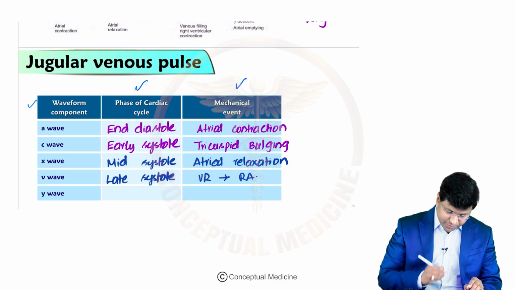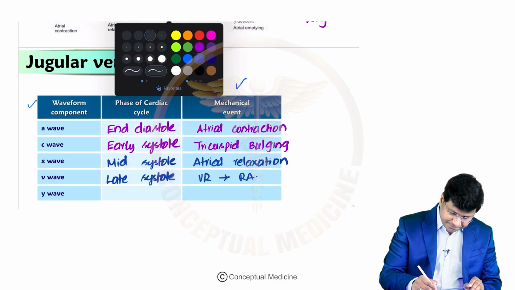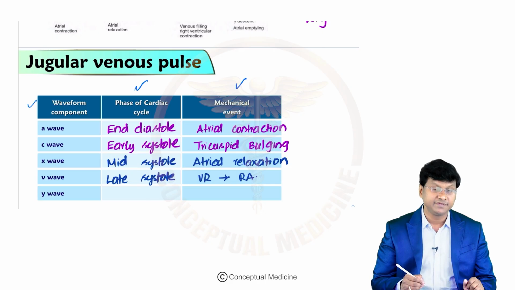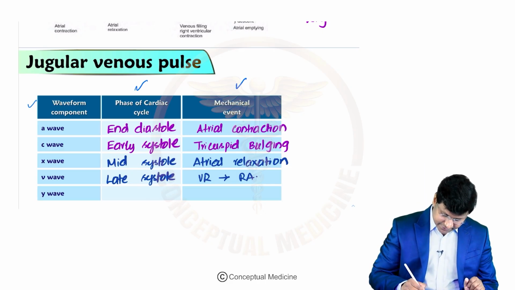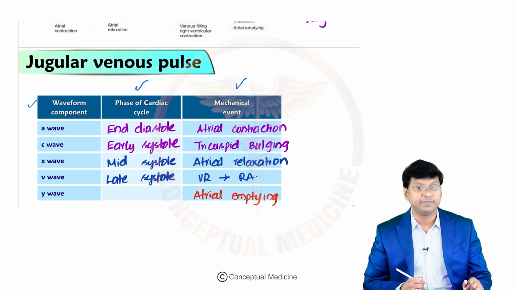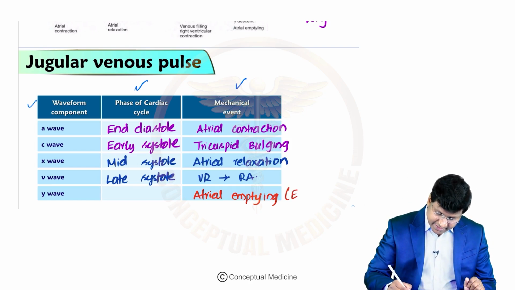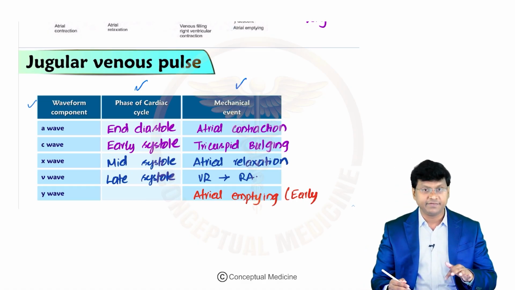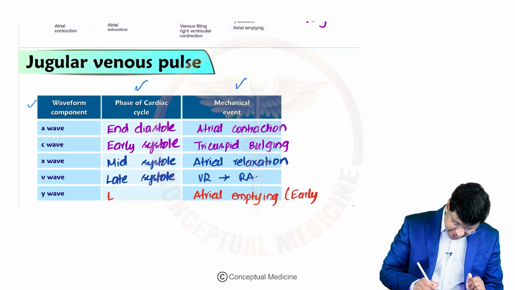Okay, next, coming to your Y wave. What does the Y wave correspond to? What will be the mechanical event? The Y wave is the atrial emptying, that is early ventricular filling. Right, early ventricular filling. So this particular Y wave corresponds to the early diastole.